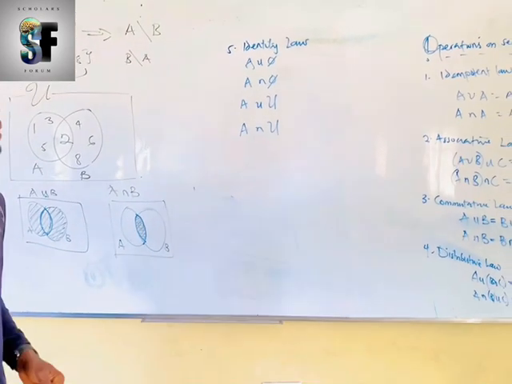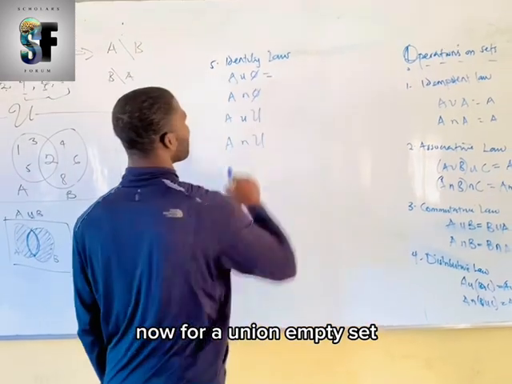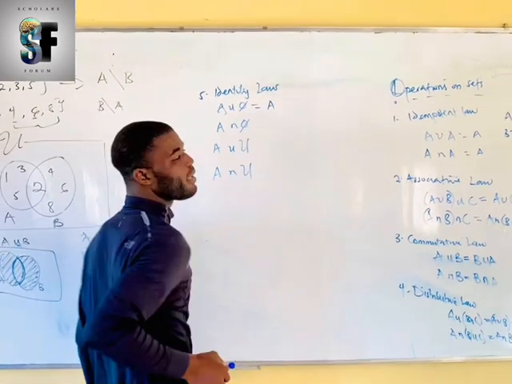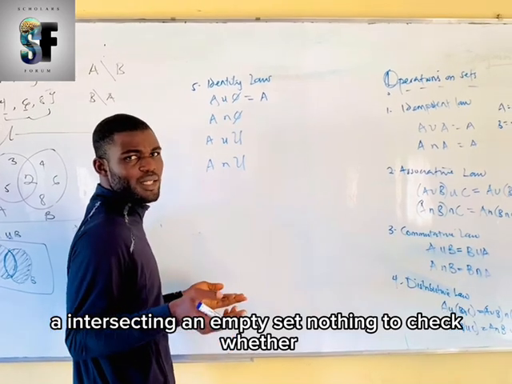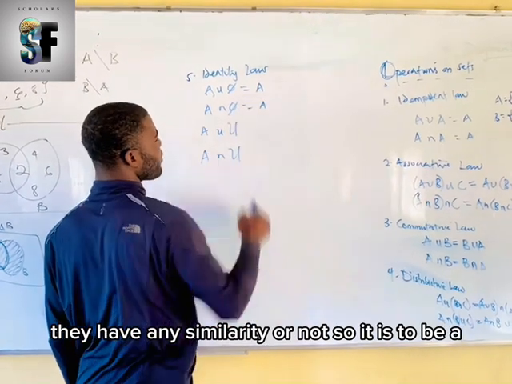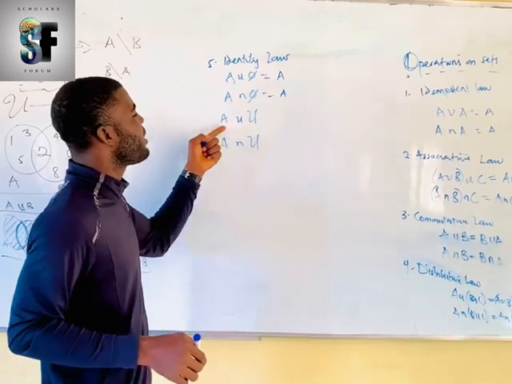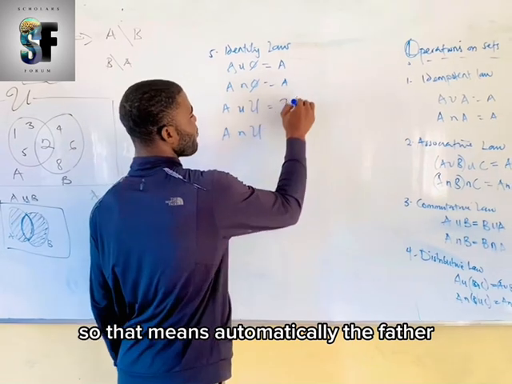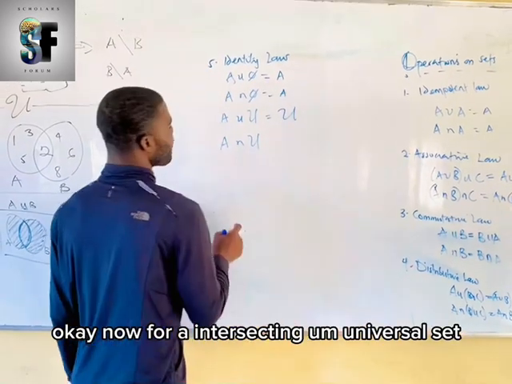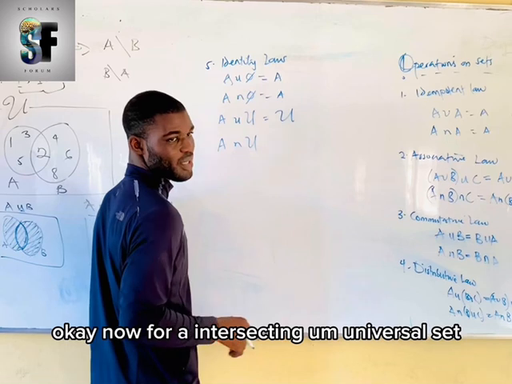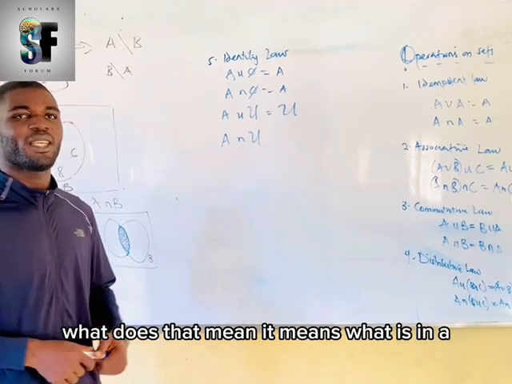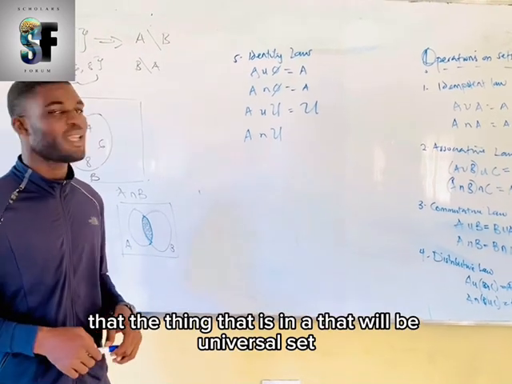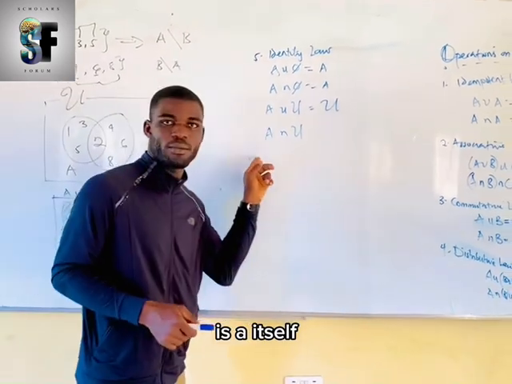Alright, now for A union empty set, it's an empty set, so that means there's nothing to add. So it will still remain A. A intersecting an empty set, nothing to check whether they have any similarity or not. So it will still be A. But then, what happens when A is joined together with the universal set with the union? Don't forget, universal is the father of all the sets. So that means automatically the father will be our result. Okay? Now for A intersecting universal set, what does that mean? It means what is in A that is also in the universal set. Now you will agree with me that the thing that is in A that will be in the universal set is A itself.